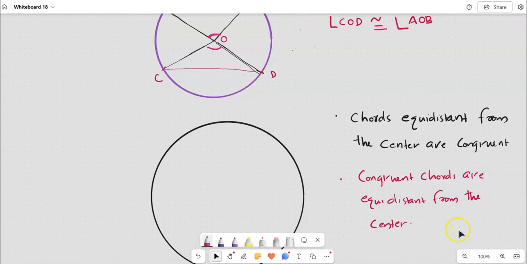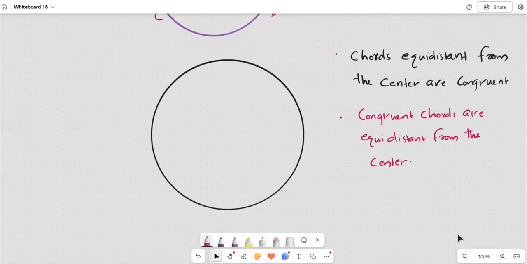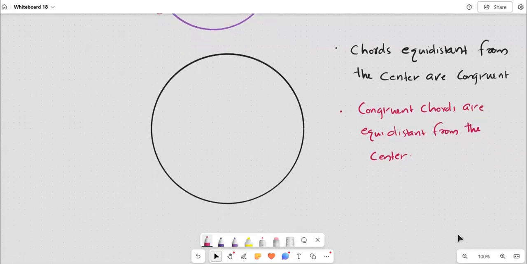But before winding up, we need to discuss one important rule based on the circles and chords. So I have a circle with center O, and I have two chords. One is this, another one is this. This is AB and this is PQ. The center of the circle is O.